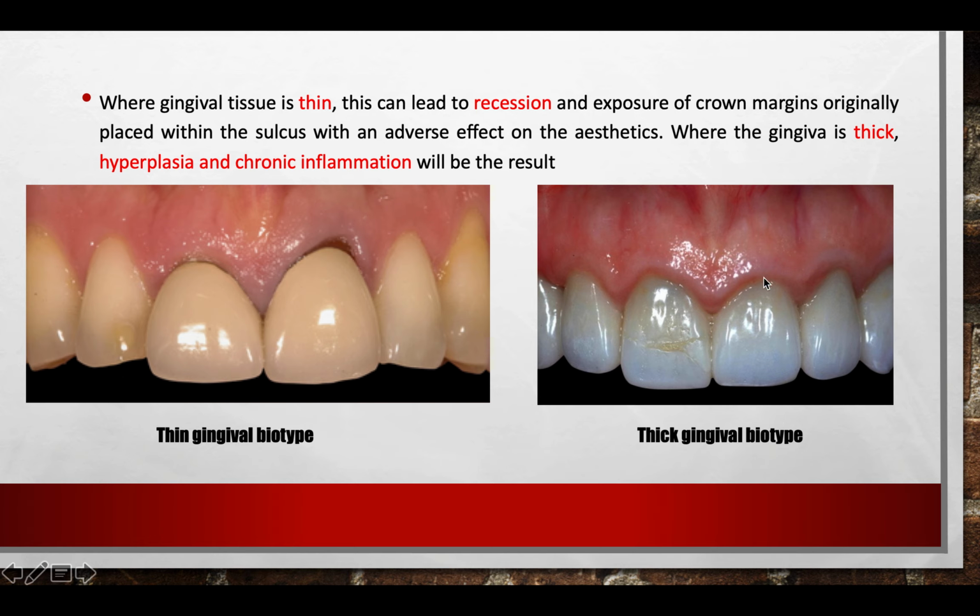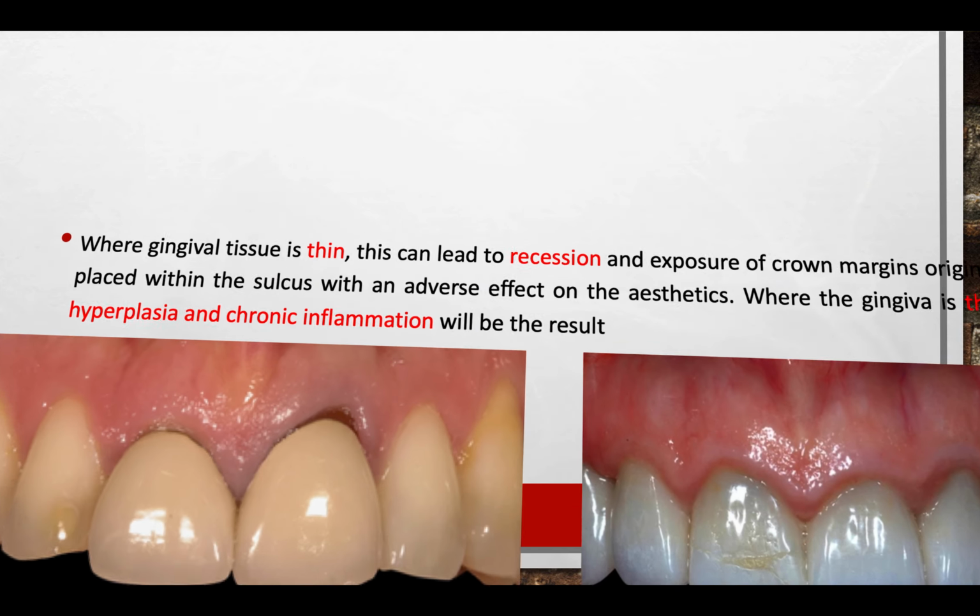If you invade the biologic width by your restoration and the patient has a thick gingival biotype, then you will have enlargement and swelling of the gingiva around the restorations, and again, this isn't aesthetically pleasing. Okay? So we should respect the biologic width, and we should maintain a 3 millimeter distance between the margin of our restoration and the crest of the alveolar bone.